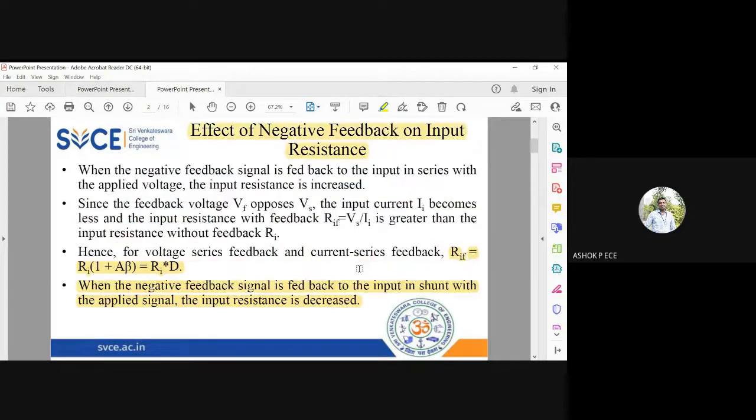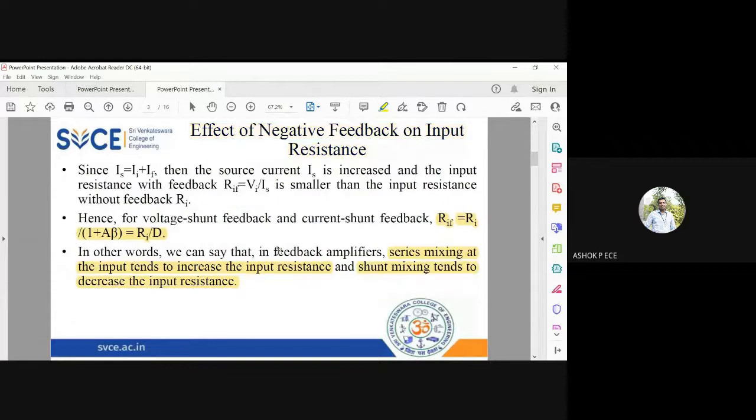How much is it increasing? It is the original value of resistance into 1 plus A beta. 1 plus A beta is called the desensitivity, capital D. How much is it going to reduce? The same amount: divided by 1 plus A beta, so RI by D. And D is again called the desensitivity.